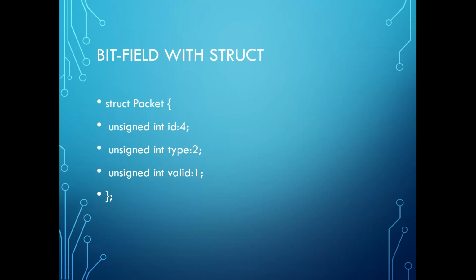Why? Because ID, if you need four bits here, okay, it means it will go 0 to 15 values, right? So type can hold values 0 to 3. This holds 0 to 3 values, and this holds 1 bit only.